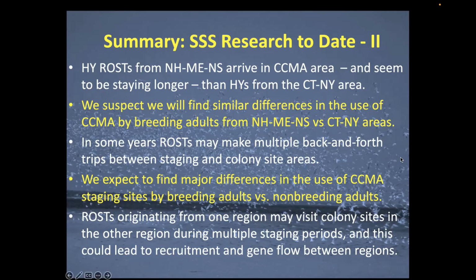As we were just able to see in the last couple of years, birds originating from one of the regions, either the cold water areas up north versus the warm water areas in Connecticut, New York, and Buzzards Bay, may visit colony sites in the other region during multiple staging periods. This allows them the opportunity to recruit and start breeding in the other region from which they hatched. And this is what is causing gene flow between the birds. So it doesn't take much, just a little bit, to keep all the birds pretty consistent gene-wise. There's no genetic differentiation between the birds in the north and the birds in the south.